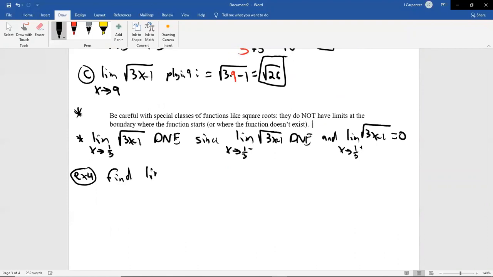Find the limit as x approaches -2, and our function is x plus 2 over x squared minus 4. So again, we're going to do this algebraically. So try plugging it in.